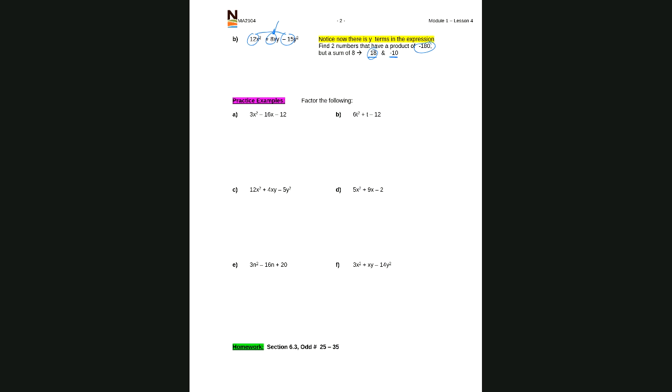So this is going to be rewritten. So the middle term will not be 8xy anymore. It'll be the sum of these two numbers with xy. So 18xy minus 10xy in the last term. Okay, the first two terms have a common factor of 6x.